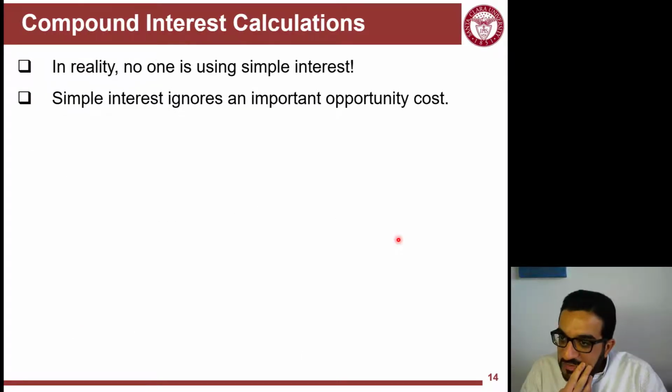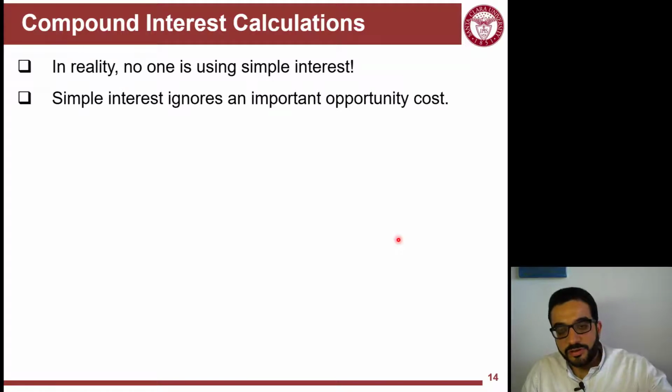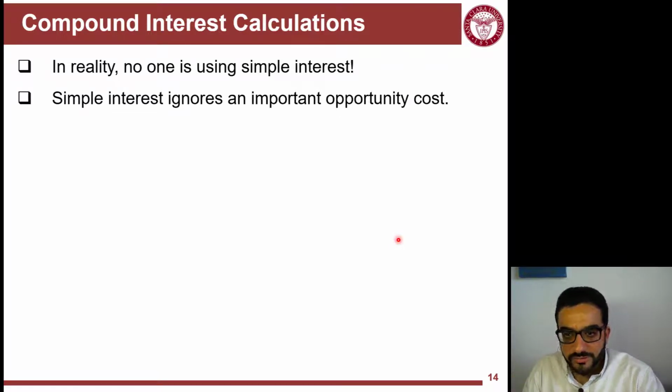Now, in reality, no one is using simple interest. People are greedy by nature. Like, if my account has 11,000, 12,000, 13,000, why do you use the interest, or why is the interest that I get still based on 10,000? I have now an extra 4,000 in my account. Use it, right? Use it to generate more earnings and interest.